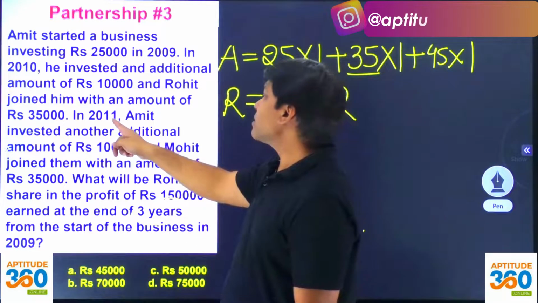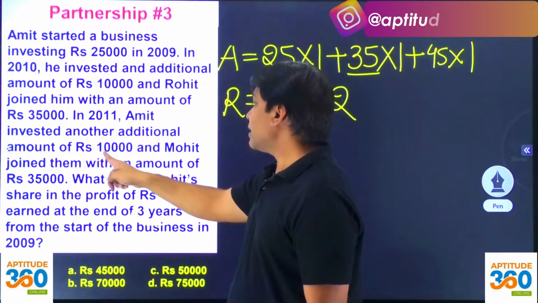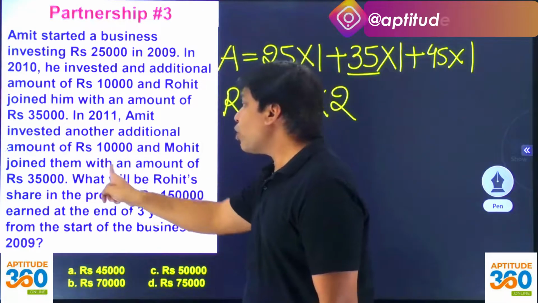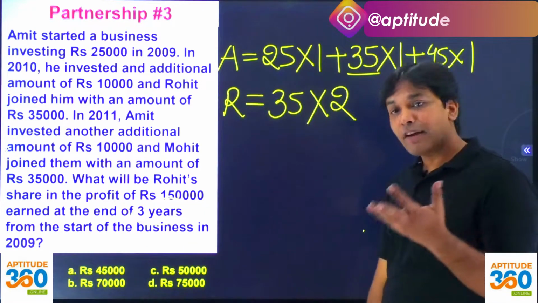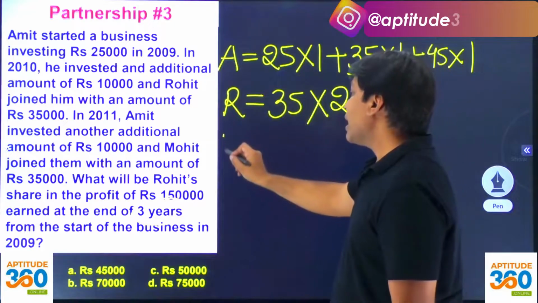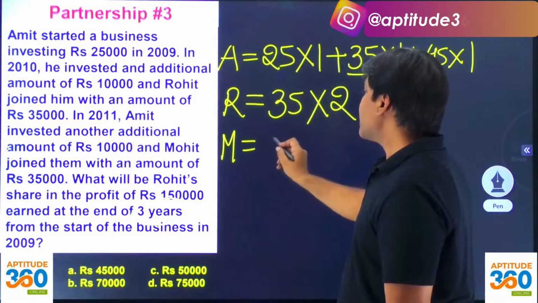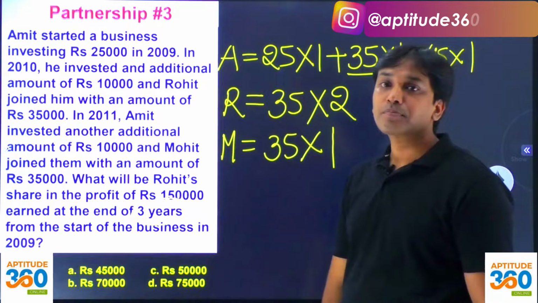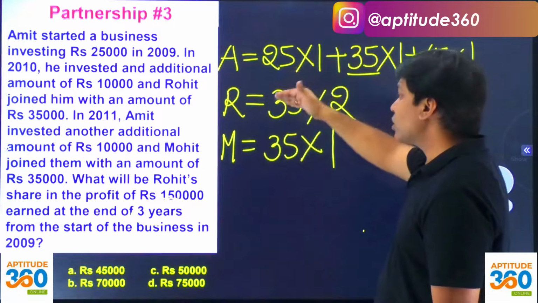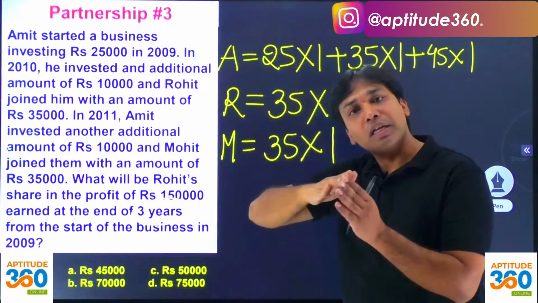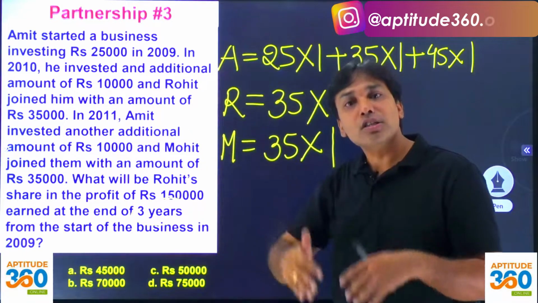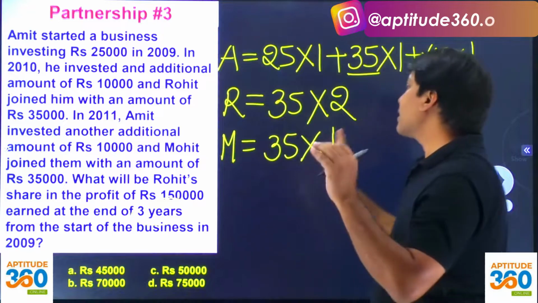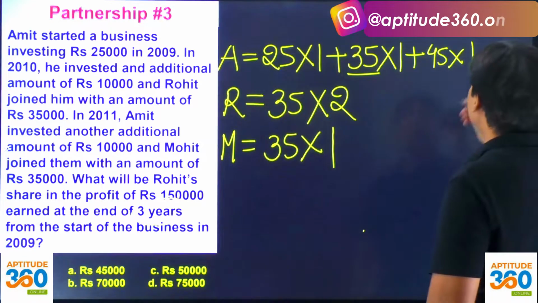And in 2011, Amit invested another 10,000 rupees, and Mohit has joined them with 35,000 rupees. So Rohit का ये हो गया. And then for Mohit, it is 35,000 into 1. Do you understand? अमित का लक्ष्य निकाल दिया, रोहित का लक्ष्य निकाल दिया, मोहित का लक्ष्य निकाल दिया, और फिर इन तीनों का क्या कर दिया? रेशियो निकाल दिया, और इसी रेशियो में प्रॉफिट बांट दिया. काम खत्म हो गया.